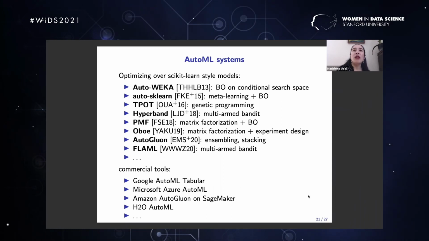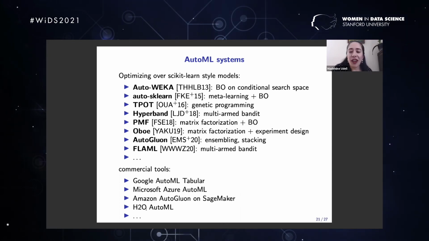OBO uses matrix and probabilistic matrix factorization, both use matrix factorization, and they have different ways of picking which methods to use in order to estimate the dataset meta features. One uses Bayesian optimization and OBO uses experiment design. AutoGluon is a top-of-the-line system that comes out of Amazon that uses ensembling and stacking. And then each cloud provider has essentially its own recommended automated machine learning system. So Google has AutoML Tabular, Microsoft Azure has AutoML, and Amazon has AutoGluon on SageMaker.